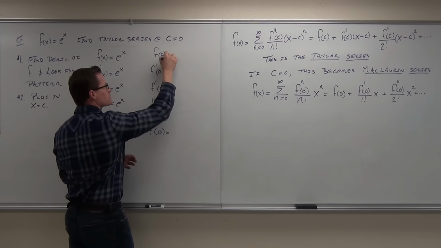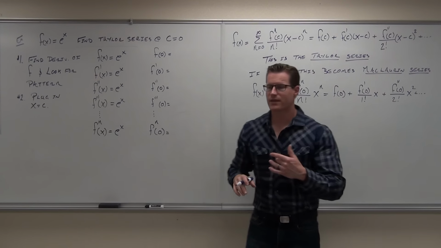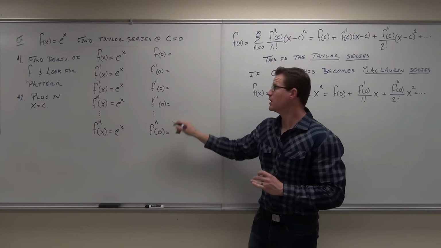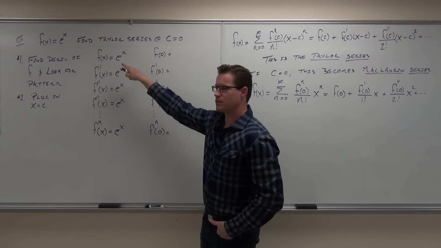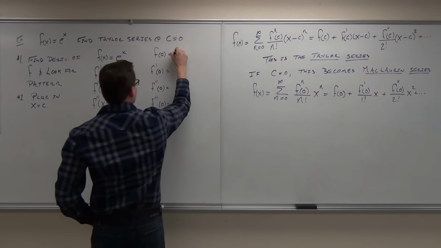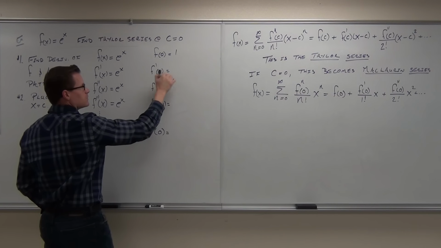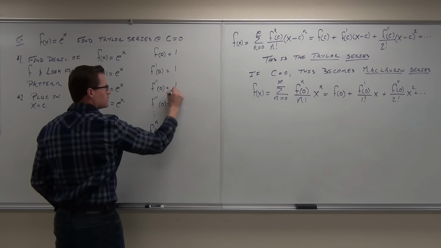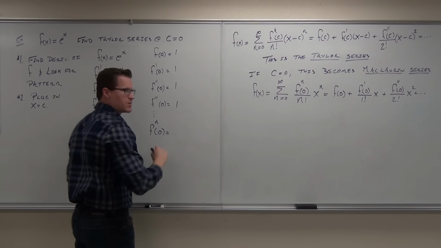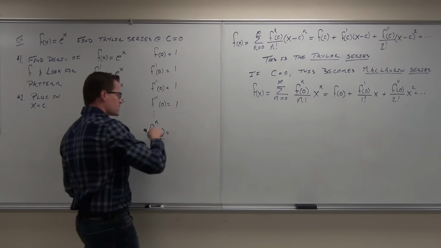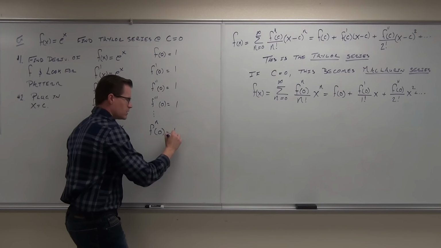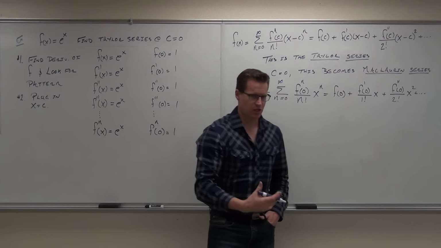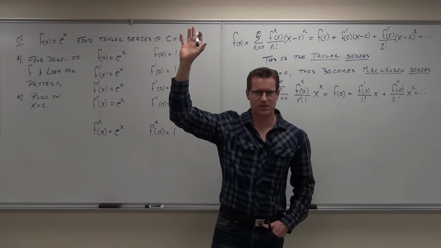Let's see if we can do this. You see, what we're doing here, we're trying to find a pattern based on n for this thing. What's f of 0 when I plug in 1? What's f prime of 0? 1. What's f double prime of 0? What's f triple prime of 0? Do you see a pattern here? Yes. What's the nth derivative of f at 0? 1. If it never changes, you're just going to get 1. Show of hands if that makes sense to you.